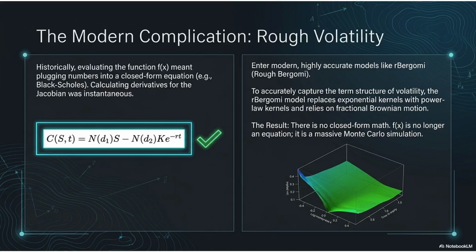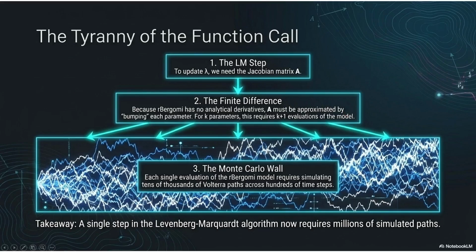we rely on power law kernels and fractional Brownian motion to capture the term structure of volatility. As a result, there is no closed form math. Evaluating the function requires massive Monte Carlo simulation. So we now face the tyranny of the function call.